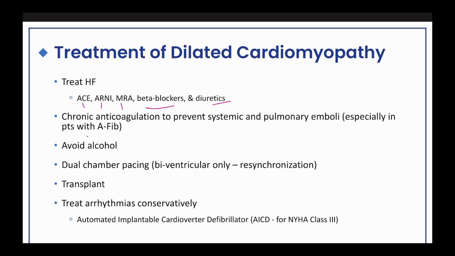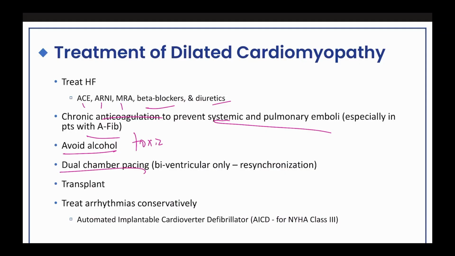If they have AFib, anticoagulate them, because we know with dilated cardiomyopathies, they're at risk for these systemic and pulmonary emboli. So let's anticoagulate them, reduce the risk of these clots forming, to reduce the risk of stroke or PE. Obviously, avoid alcohol. Makes sense. We know it's toxic to the tissue, so stop it.